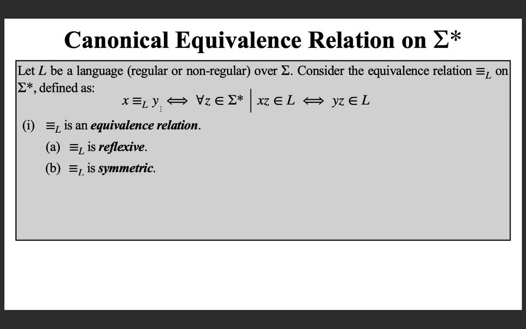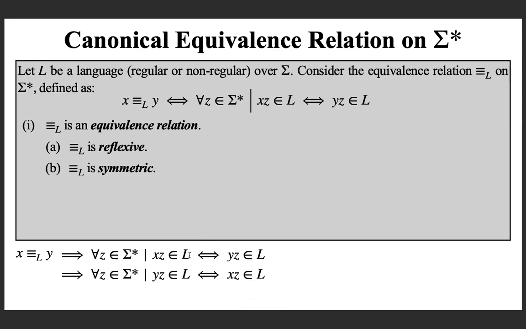Assume that X is related to Y under this relation. Then from this definition we have, for all strings Z, XZ is in the language if and only if YZ is in the language. This is if and only if, so we can interchange the LHS and RHS because it is an equivalence relation. This is equivalent.